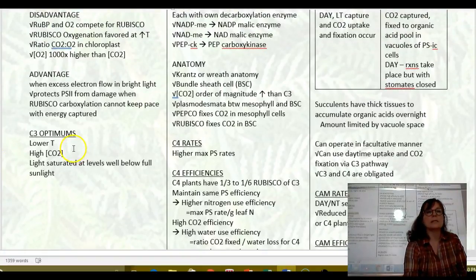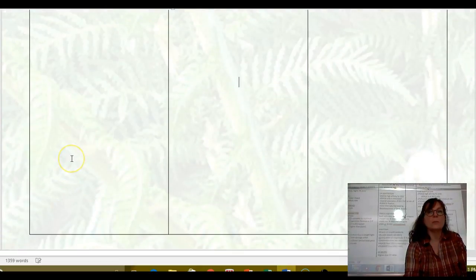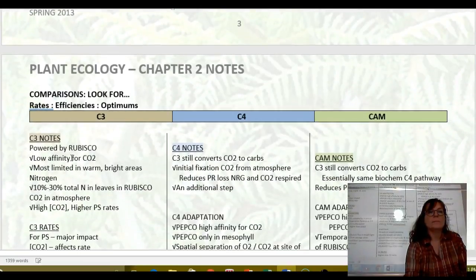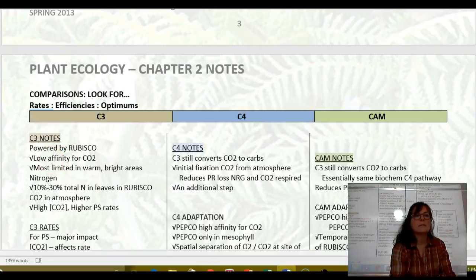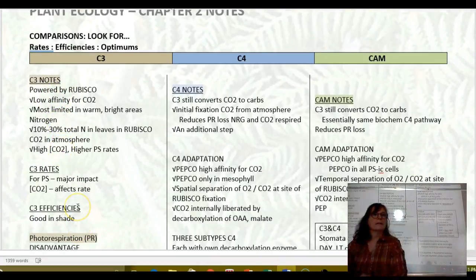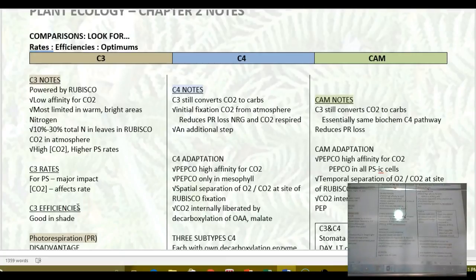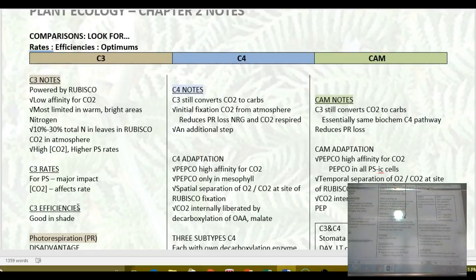And then optimum. C3 has a lower optimal temperature for photosynthesis. It has a higher need for a higher concentration of CO2, and light saturation at levels well below full sunlight. So it can work well in shade. It's shade adaptive. And remember when we come back up here, it says good in shade. See that? Okay. So we've got optimums for C3, light saturation levels well below full sunlight, and that translates to efficiencies being good in shade. See that? Okay.